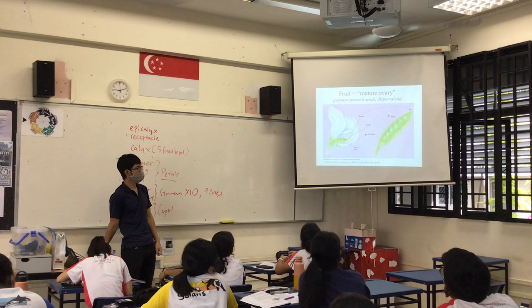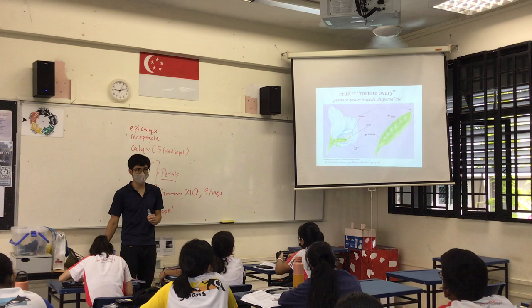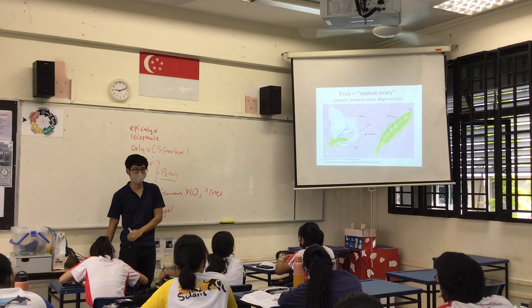Blue pea flower, butterfly pea flower, actually comes from the same family of plants that are known as legumes, pea plants. So your sweet pea, all of them come from the same family. That's why they come in pods.